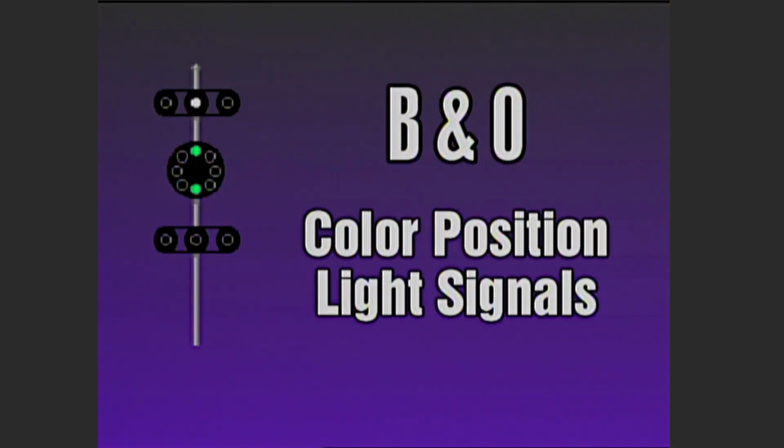And this is a B&O color position light signal. This type of signal was unique to the B&O and is only used by CSX on former B&O lines. There are a few other types of signals in use, such as Norfolk and Western and Pennsylvania Railroad position light signals, but for our purposes here today, we're going to look at just these 3 types because they're the most common. Let's start our look at signals with an aspect that's very easy to understand.